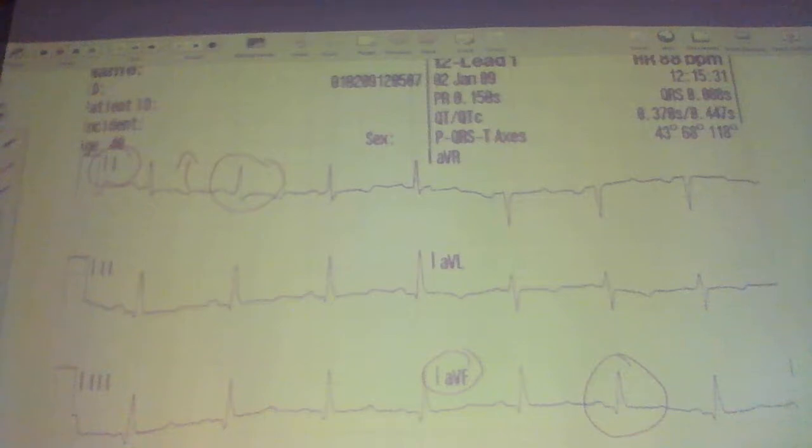There's your QRS complex. Normal? It is also upright. In order for both of these to be upright, the only place this can be traveling is between 0 and 90 degrees. This is normal axis. Now, here's a little bit of a cheat for you.